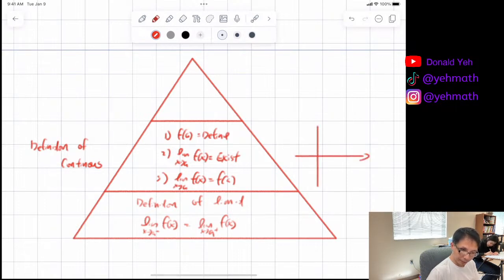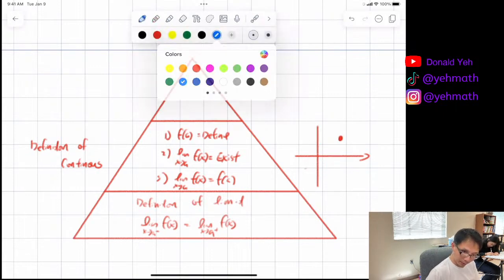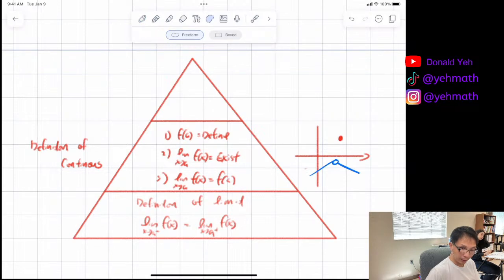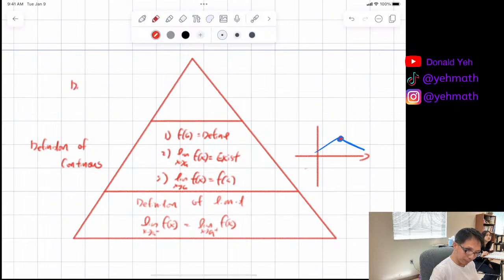You can have a defined point, and you can also have a limit exist, but that doesn't mean they can be continuous. So you have to move this point to where they intersect each other, therefore it is continuous. And that's a very easy thing. Next thing is differentiable. What does differentiable mean?